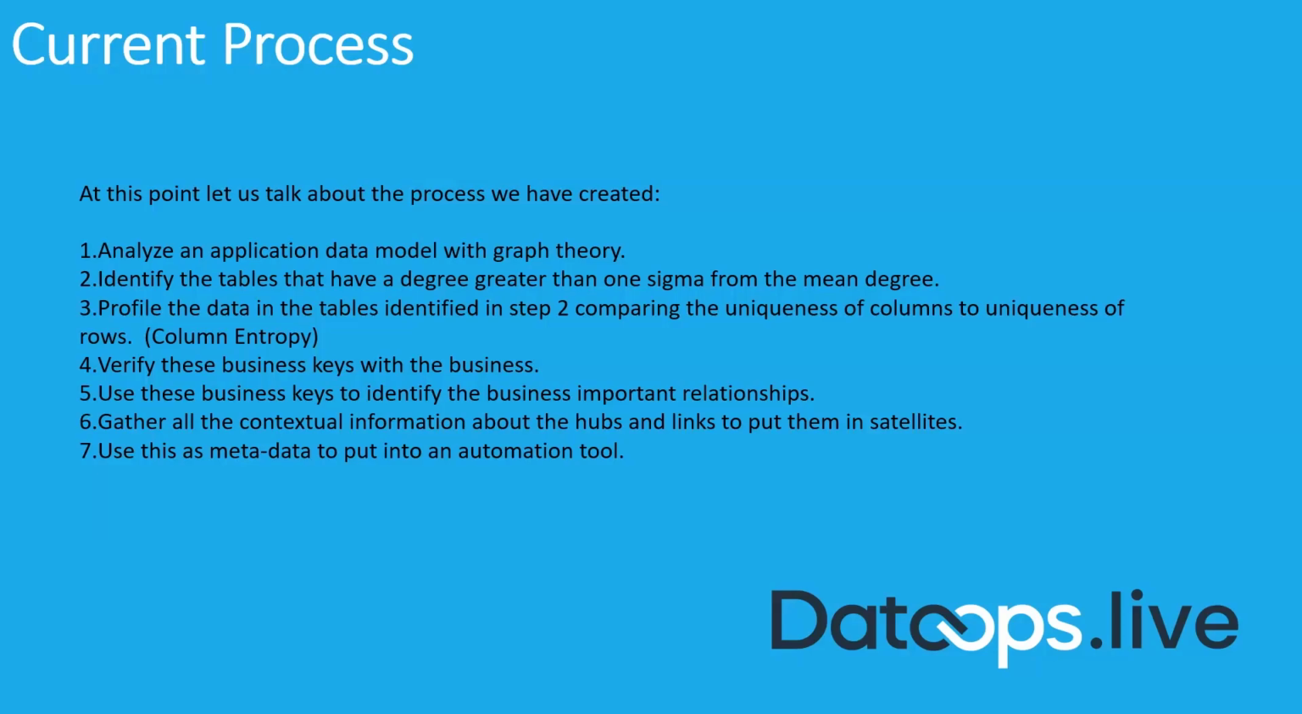And then from here, once you have these business keys confirmed, you use those business keys to identify the important relationships. Those are going to be your primary links. And then you gather the contextual information about all of those things and put them in satellites. This metadata now, you put that into an automation tool.